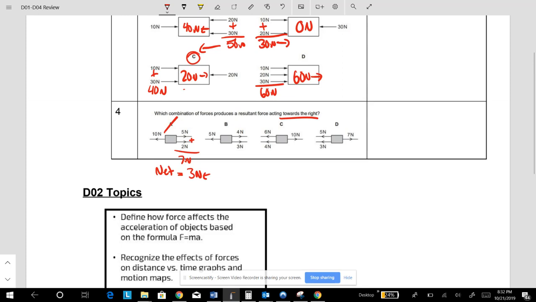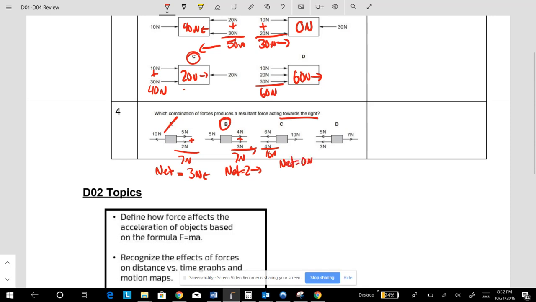Option B, we have 5, and if you add these two together, this should be 7 newtons. So we have 7 newtons moving that way, 5 newtons moving that way. Our net is going to be 2 newtons to the right. So if we look, resulting force acting to the right, B is actually going to be our correct answer. Let's go over the other ones just to make sure. With C, this would be 10. This would be 10, so our net force would be 0.